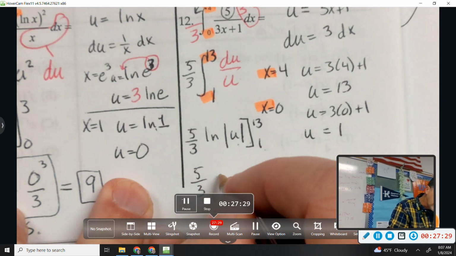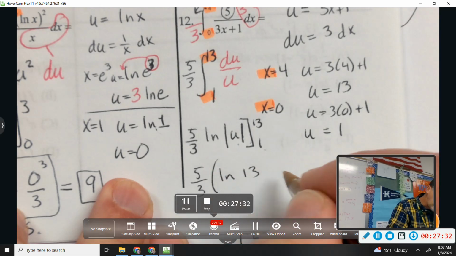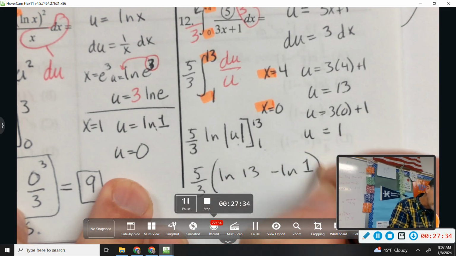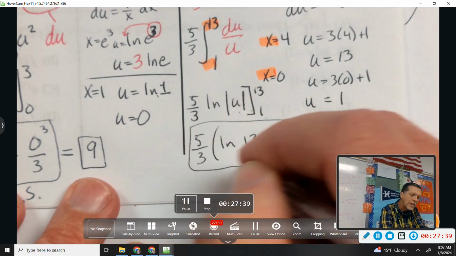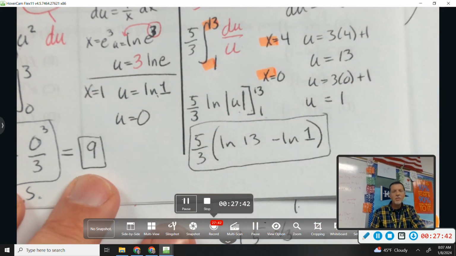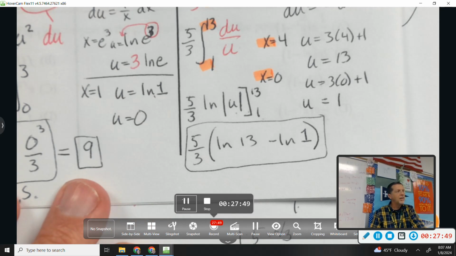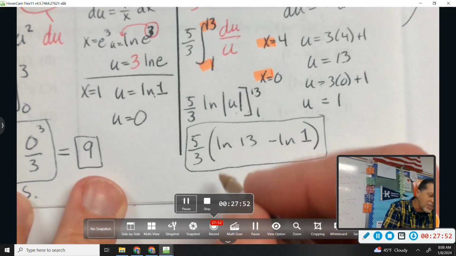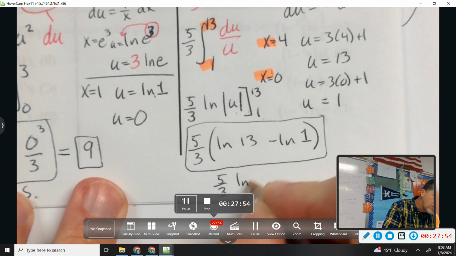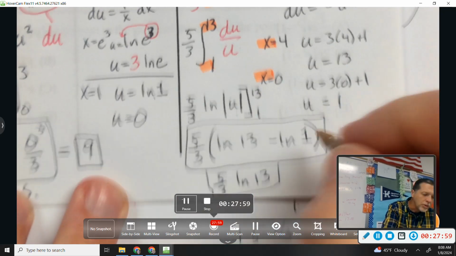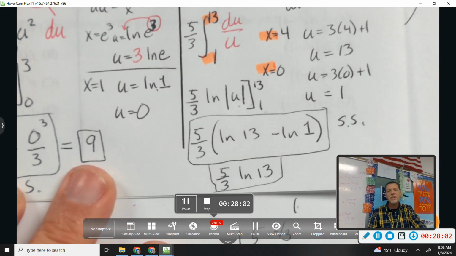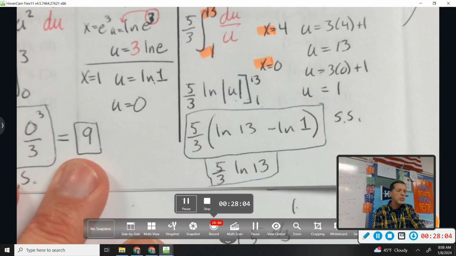So 5/3 natural log of 13 minus natural log of 1, and that's a perfectly good safe stop. That won't be the multiple choice answer. Why won't that be a multiple choice answer? What's an easy simplify there? Natural log of 1 is 0, so 5/3 natural log 13. Again, wouldn't be wrong, but it probably would not be there as an answer choice on a multiple choice test.